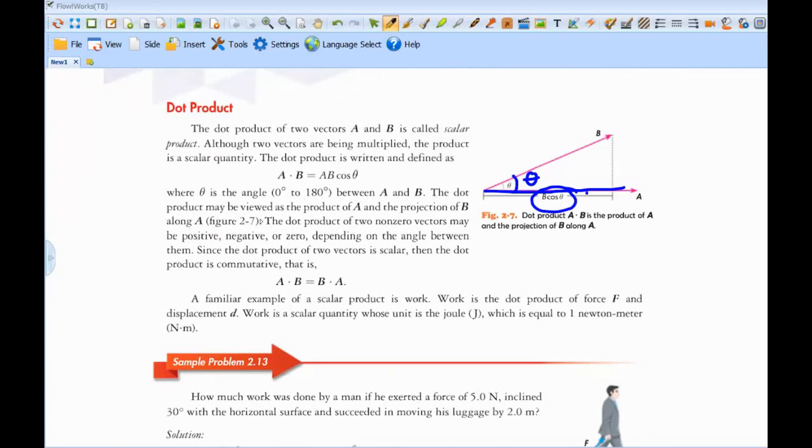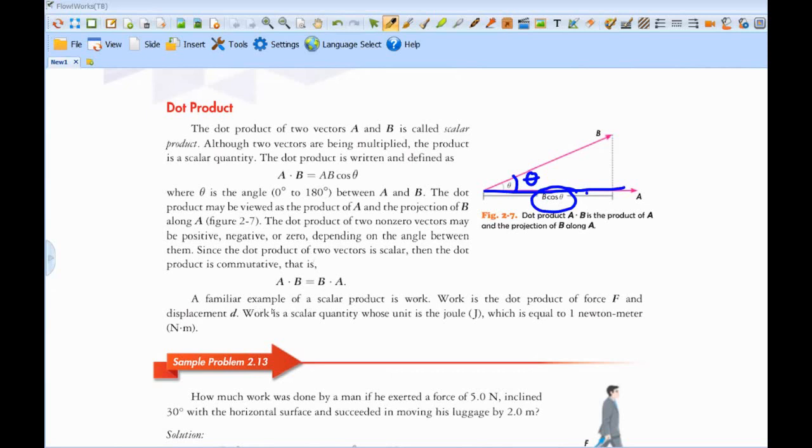The dot product may be viewed as the product of A and the projection of B along A. The dot product of two non-zero vectors may be positive, negative, or zero, depending on the angle between them. Since the dot product of two vectors is a scalar, the dot product is commutative. That is, A dot B equals B dot A. So it won't change the product.